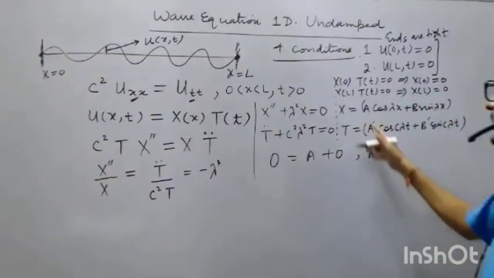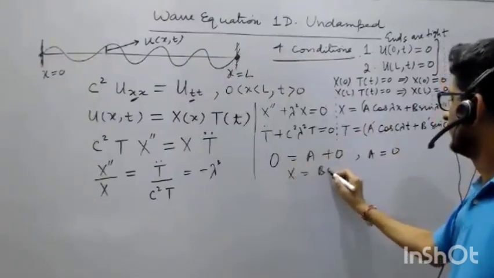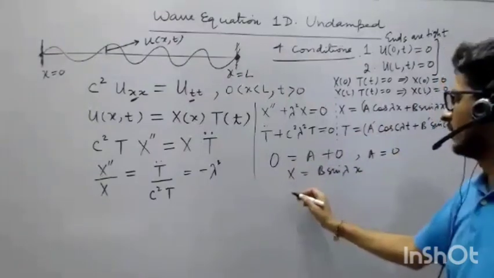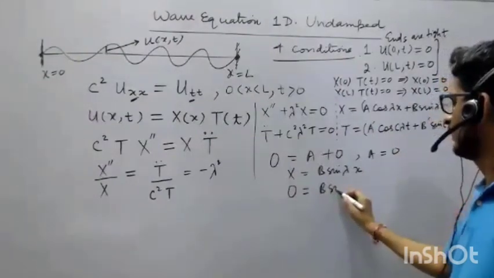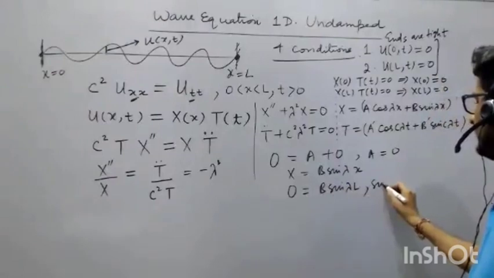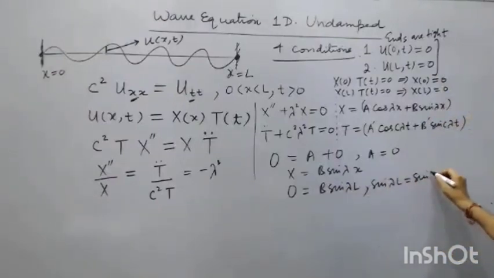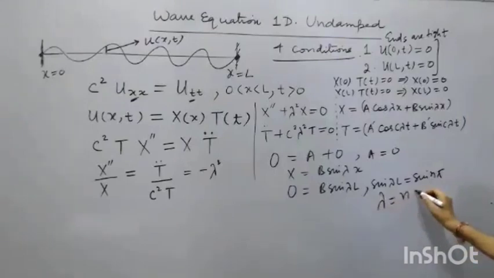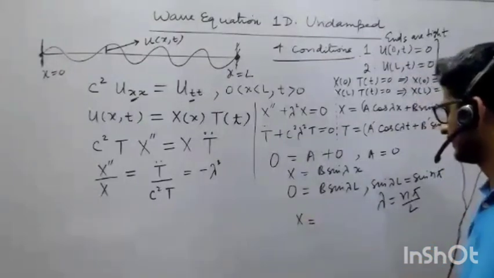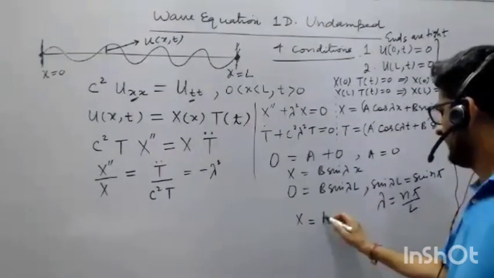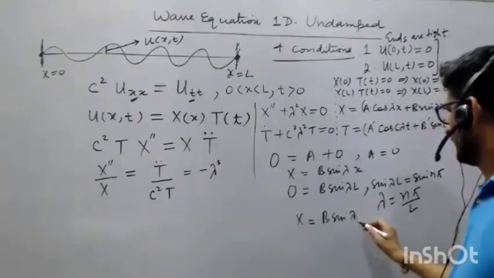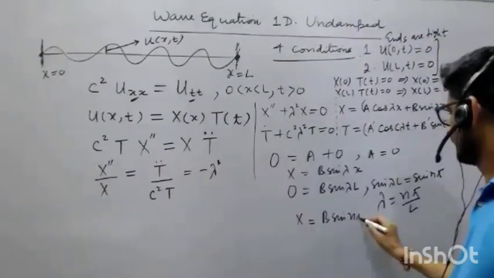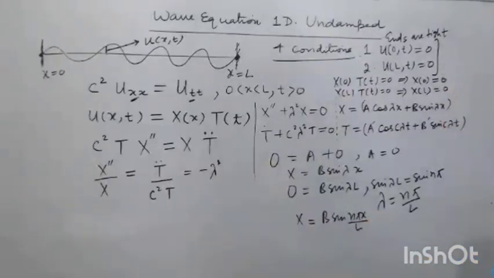So if x of L is 0, your x is now b sine lambda x. So x of L is 0. So 0 is equal to b sine lambda L. That means sine lambda L is equal to sine n pi. That means lambda is equal to n pi by L. So what is the value of x now? B sine n pi x by L. This is the value of x.